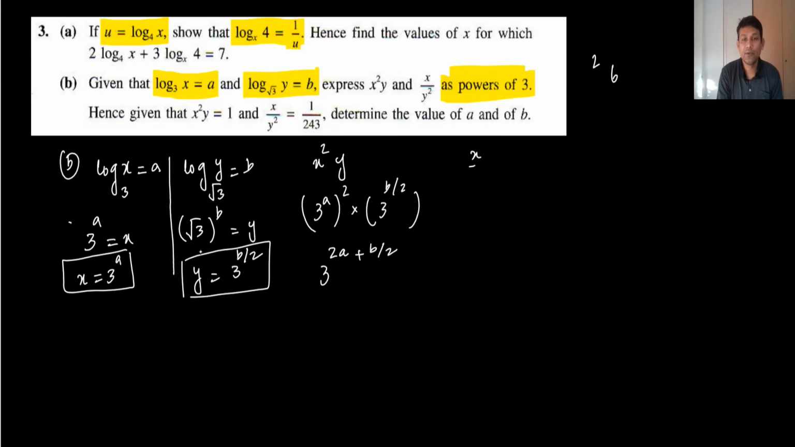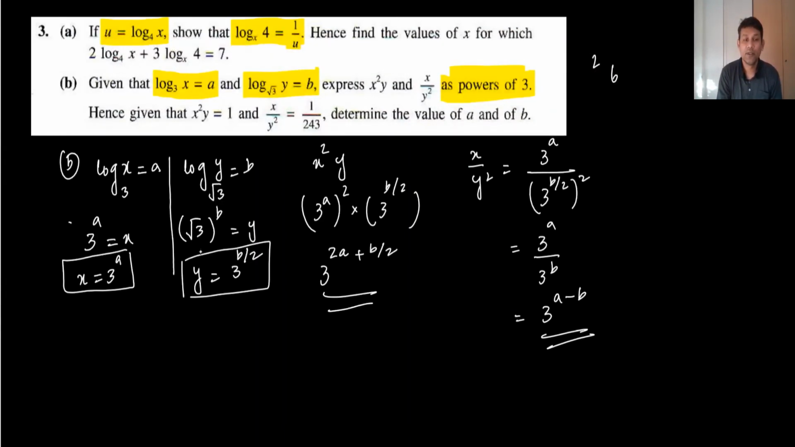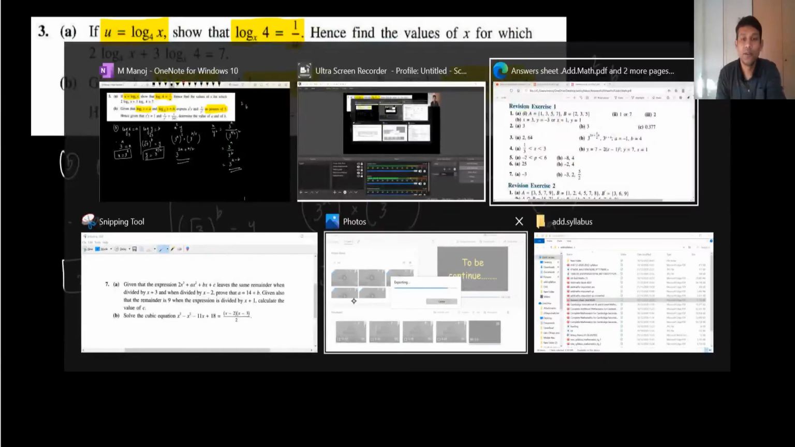Second is x upon y squared. What is x? X is 3 power a, and y is 3 power b upon 2, the whole power squared. The 2 cancels out, so it is only 3 power a upon 3 power b. When you have the same bases, the power will move up, so this will become a minus b. Let me check the answer of this part.